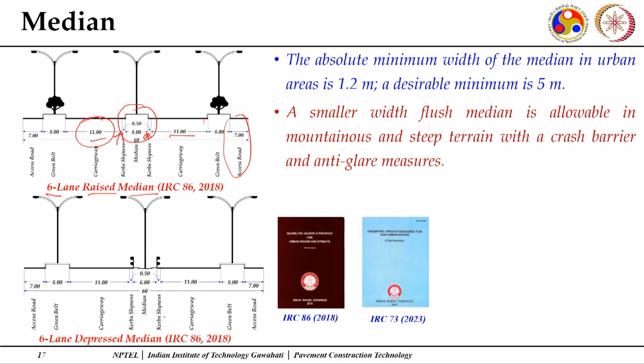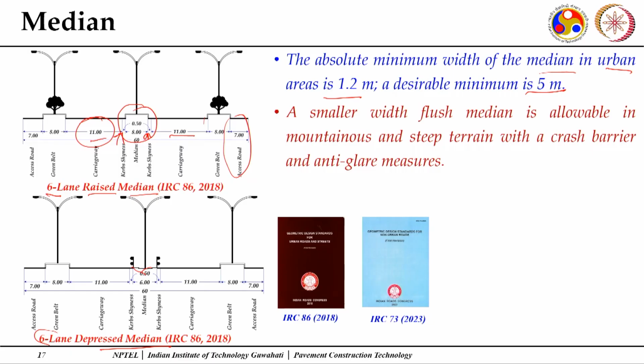Then you can see this particular one is a 6 lane depressed median. Here again this is a depressed part, again curb shines are there, this is a carriageway, and you have side access roads. In any case the median width should not be less than 1.2 meters. So, it says the absolute minimum width of median in urban areas, because in urban areas it is very difficult to get a good amount of right of way. So, there you have to restrict, and if you have to provide a median, the width has to be reduced. In that case also it should not be less than 1.2 meters, desirable is always 5 meters.